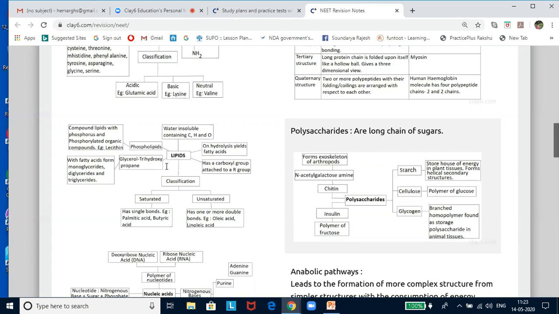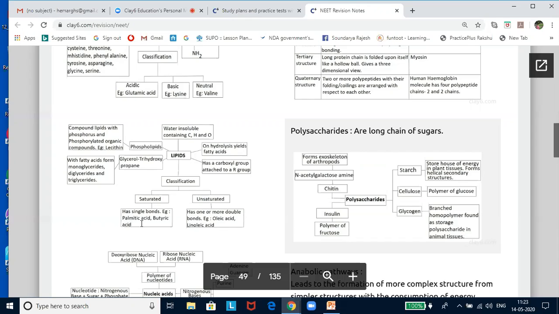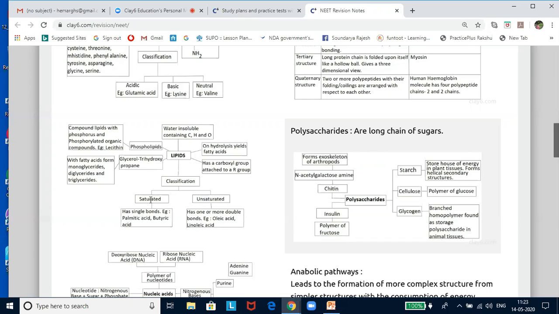Fatty acids could be saturated or unsaturated. If it has a single bond, then it is a saturated fatty acid. Now, if it is unsaturated, it will have one or more double bonds. Examples for saturated are butyric acid, palmitic acid. Unsaturated are oleic acid and linolenic acid.